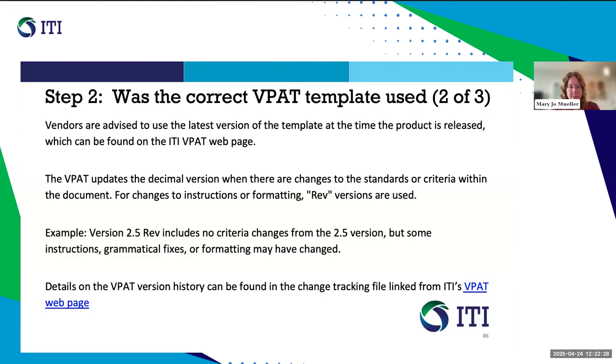It may not even be possible if a product was developed prior to a change in the standards. To understand when requirements have changed in the VPAT, we change the numeric value for the file name. For example, version 2.5 of the VPAT. When there's no changes to the requirements and there are simply updates to the instructions or formatting, REV is used in the file name. So requiring vendors to update to this VPAT version is not necessary.